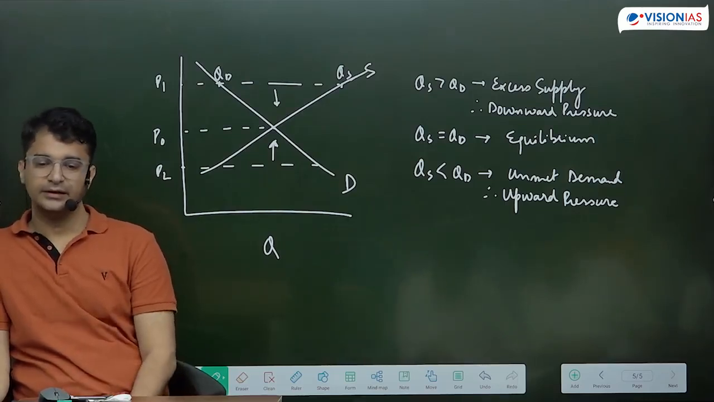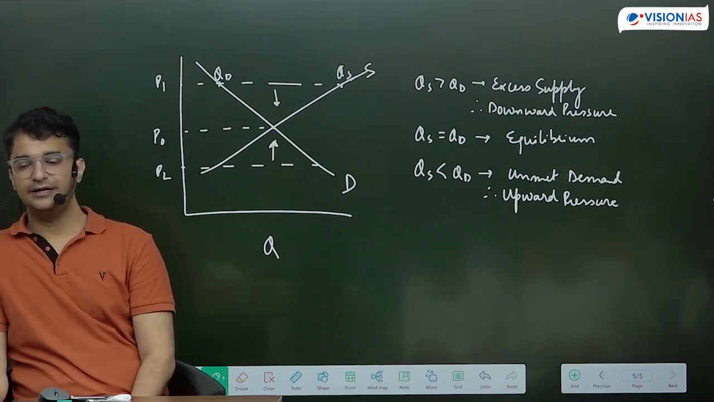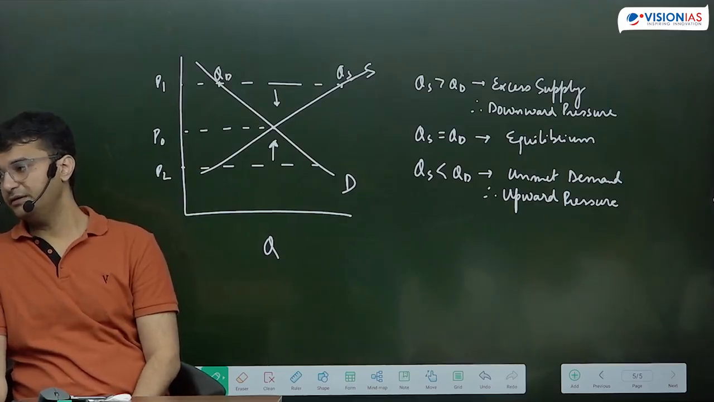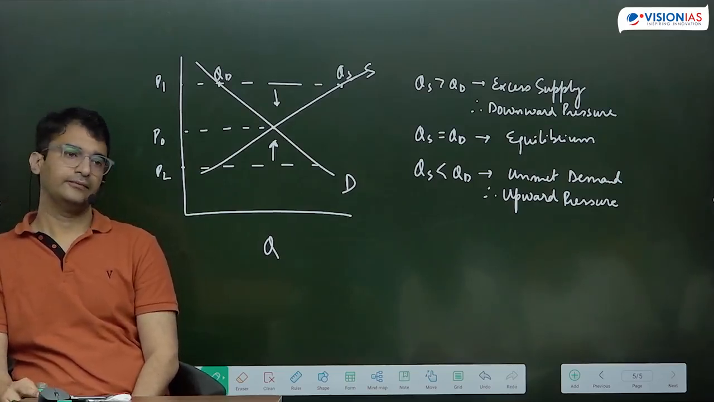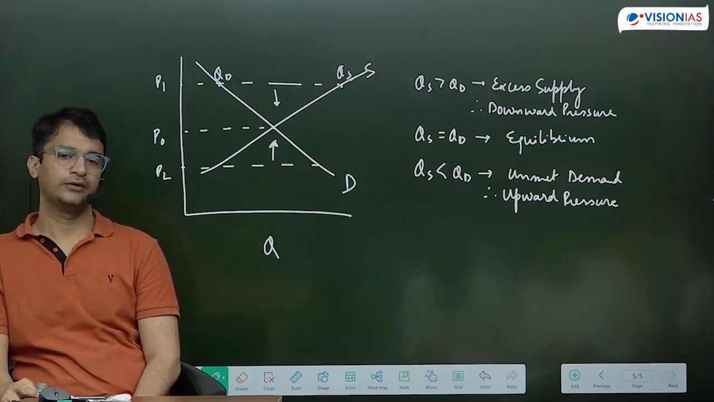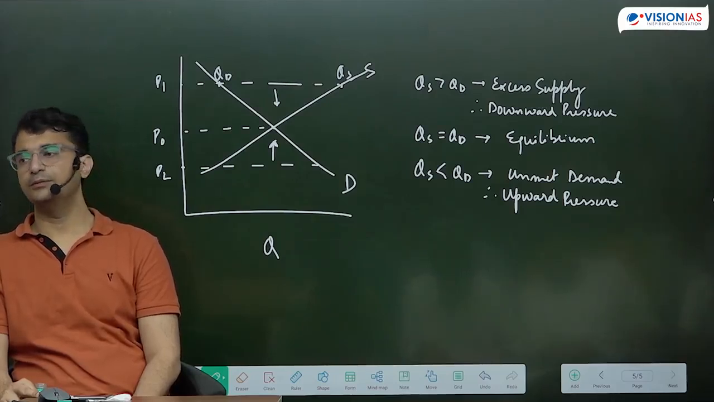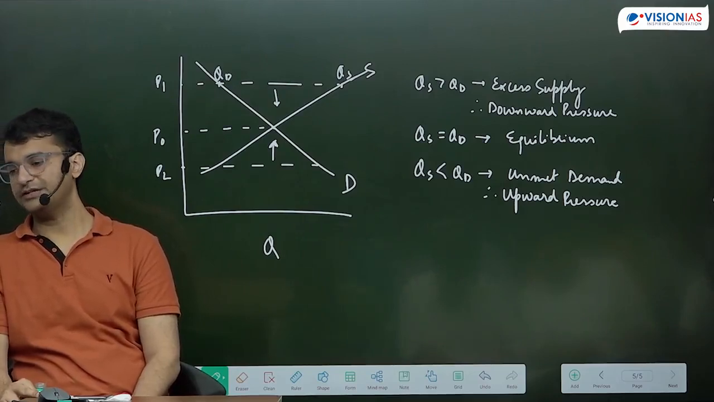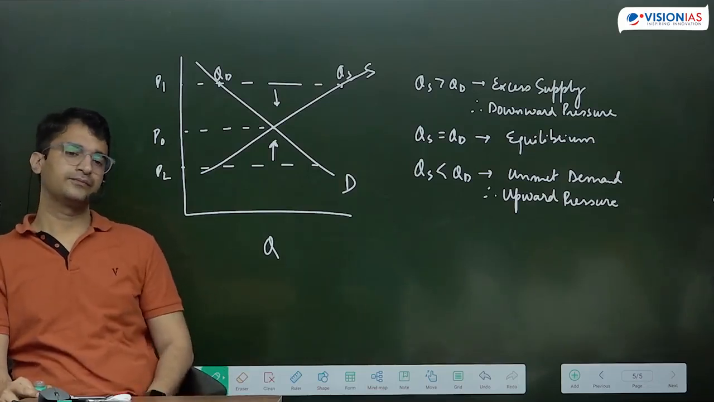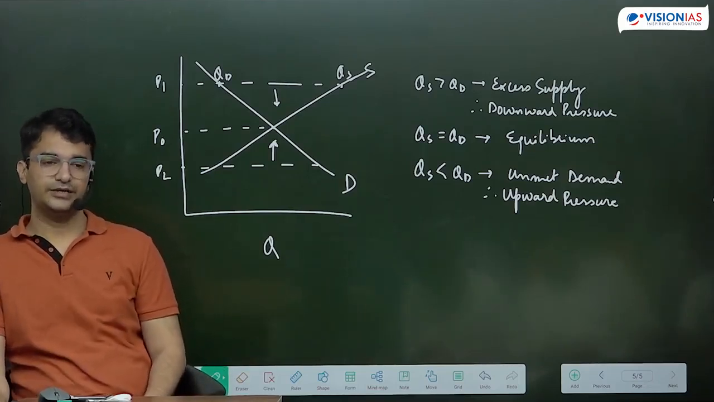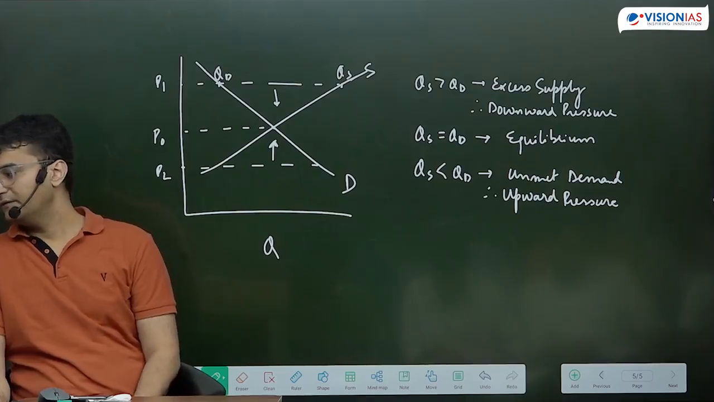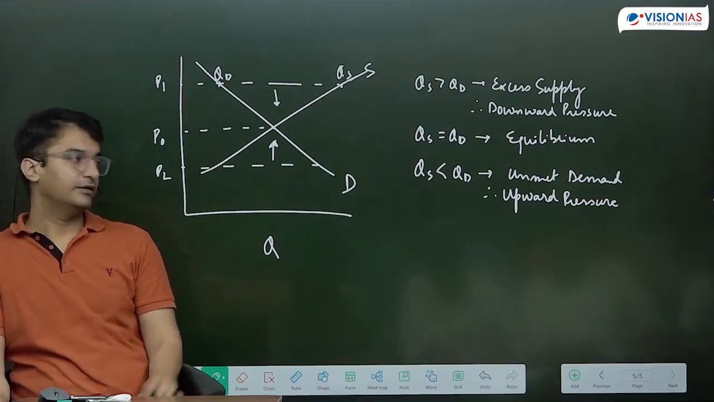Next paragraph: similar adjustment can be seen if we begin from the price P2 (less than P0), where demand exceeds supply.